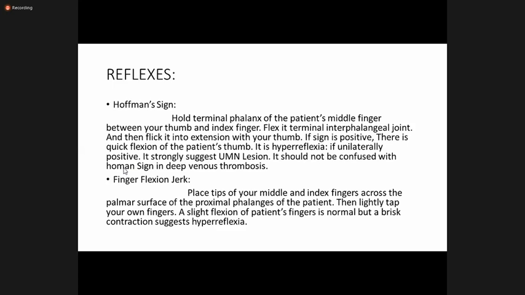Finger flexion jerk. Place the tips of your middle finger and index finger across the palmar surface of the proximal phalanges of the patient's fingers, then lightly tap your own fingers. A slight flexion of the patient's fingers is normal, but a brisk contraction suggests hyperreflexia. So these are the small muscles of the hand. You perform Hoffmann's sign and the finger flexion jerk.